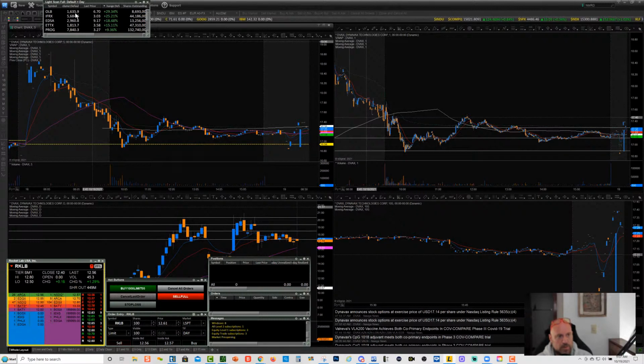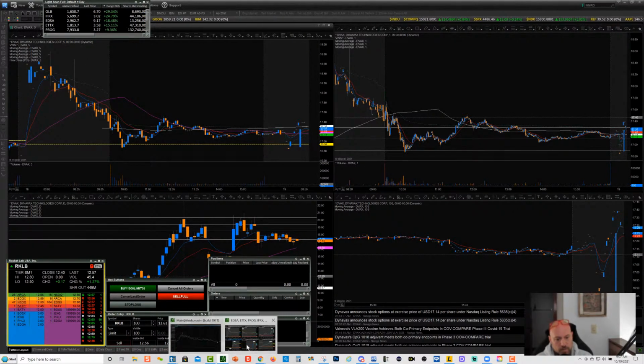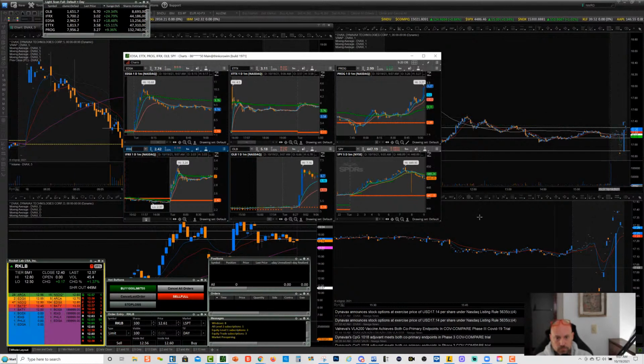Depending on how good your broker is, you don't necessarily have to pay for Trade Ideas or another scanner. You'll see OLB, IFRX, EDSA, these five right here. If I go over here, you'll see OLB, IFRX, EDSA, ETTX, and PROG. They're not always like for like, but most of the top ones I find on Trade Ideas, I'll find on my Lightspeed. So depending on what broker you use, check their pre-market scanners.